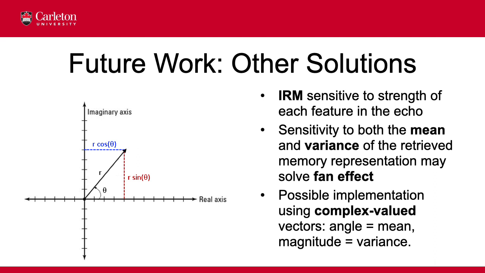A modification of Minerva that is sensitive to both the mean and variance of memory may be able to account for both Anderson's 1974 fan effect task and Mewhort and Johns' 2000 extra list feature effect task. This modification could be implemented using complex-valued vectors, such that the angle on the imaginary plane represents the content of a memory and the magnitude represents the certainty in that content. The proposed model is currently in development and results are a matter of future work.